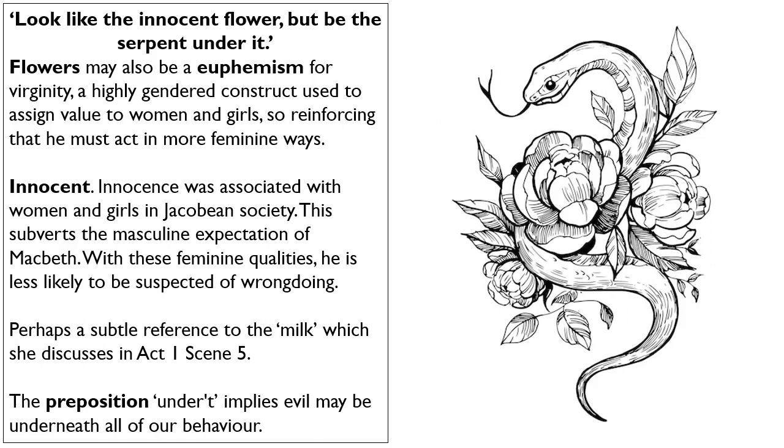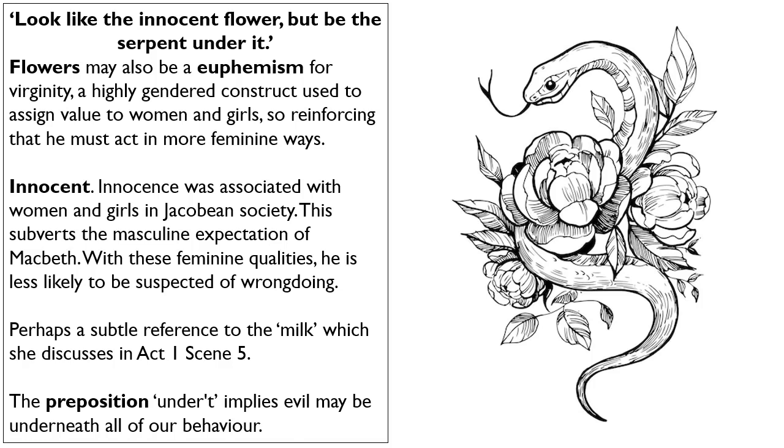Flowers and innocence are connected to femininity. Flowers are often used as a euphemism for virginity, which is a highly gendered construct, a made-up thing that's applied to women and to girls, so it's considered to be feminine. And innocence is also something that Jacobeans would ascribe to women and girls. So between these two words, what she's saying is that he has to appear more feminine, because a Jacobean expectation of feminine people would be that they're less likely to do something wrong, less threatening, less likely to be feared.